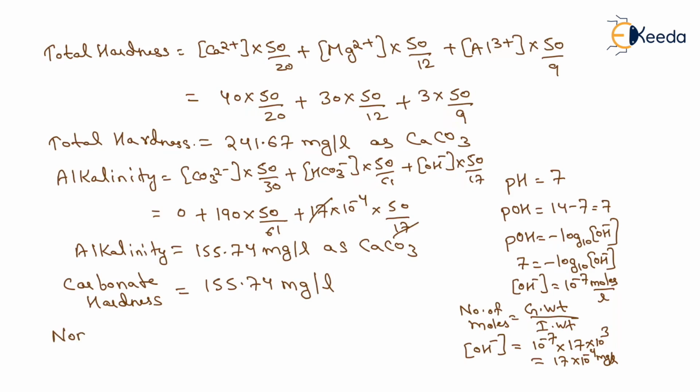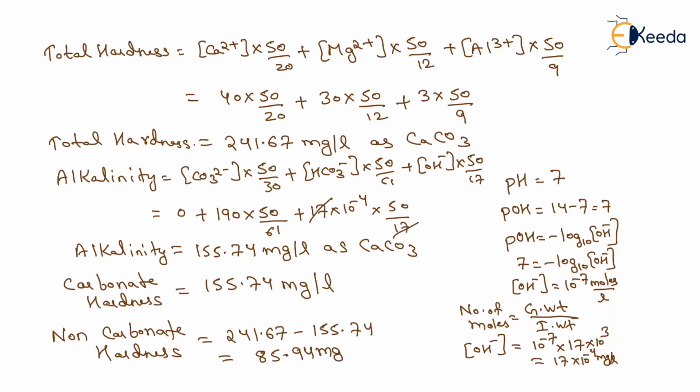Now we need to find the non-carbonate hardness. Non-carbonate hardness will be equal to total hardness minus carbonate hardness. The total hardness is 241.67 milligram per liter, minus the carbonate hardness value of 155.74 milligram per liter. So the non-carbonate hardness will be equal to 85.94 milligram per liter as CaCO3. That is the final answer: the non-carbonate hardness is 85.94 milligram per liter as CaCO3.